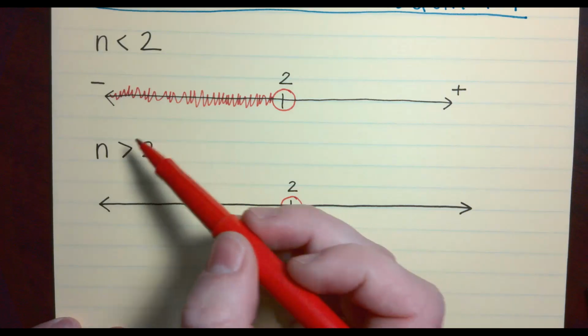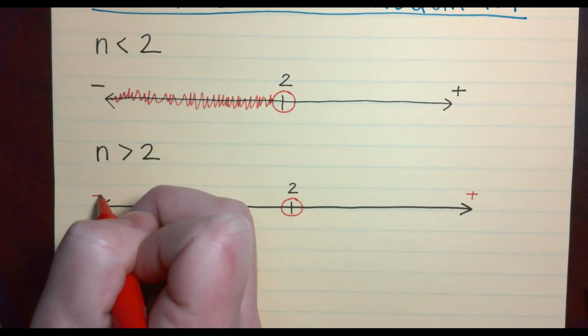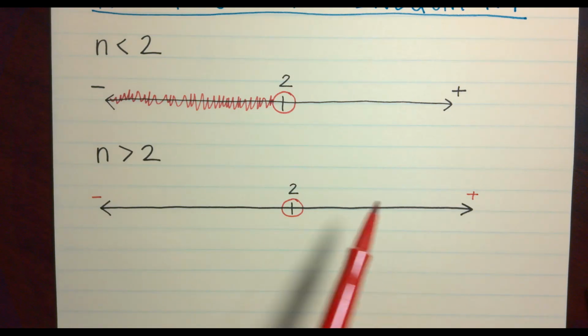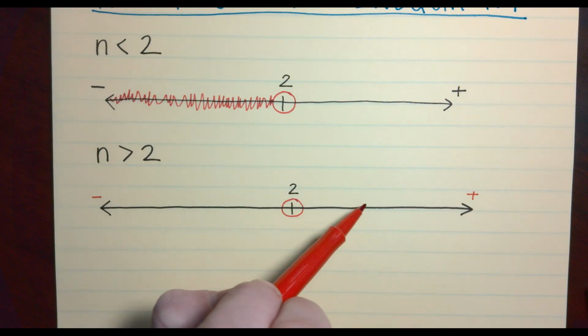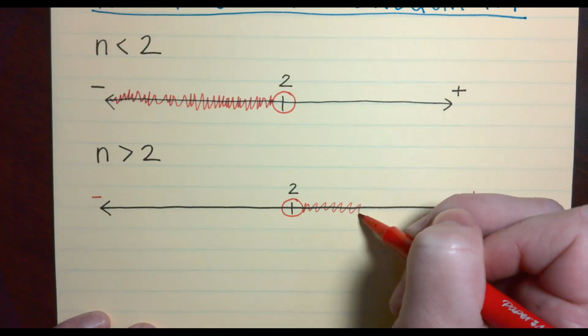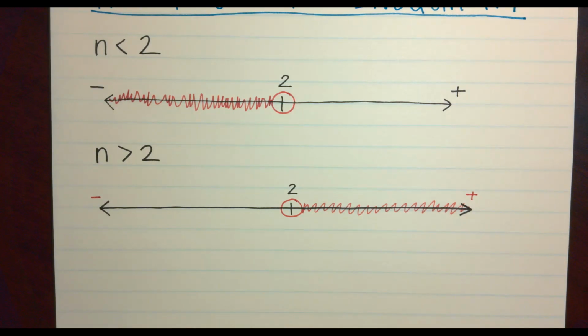To show that n could be any number bigger than 2, which direction do you think I should shade? The right. Yeah, to the right, to the direction where numbers get bigger. So we're just going to do this. And that's it. That's how we show it. Not too bad, not too bad.